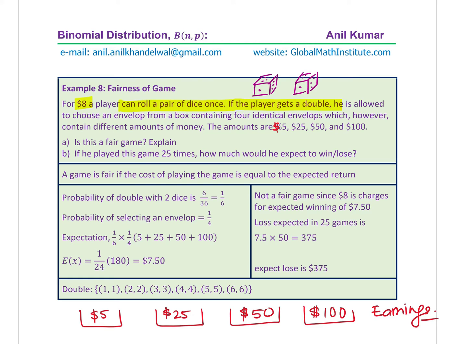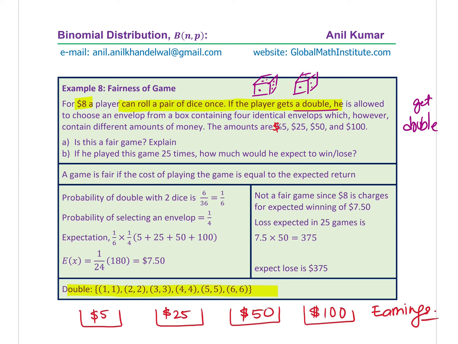Okay, so when you roll, and if you get a double, only if you get a double, then you can open the envelope. So the first condition is to get a double. Now what does that mean, getting a double? When you roll 2 dice, it really means that both numbers are the same. That means the numbers are 1, 1, 2, 2, 3, 3, 4, 4, 5, 5, or 6, 6.